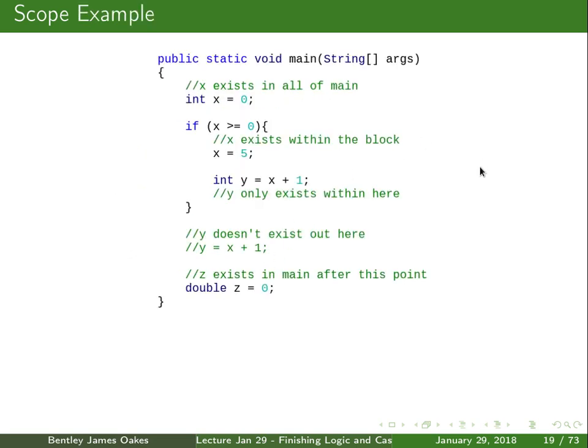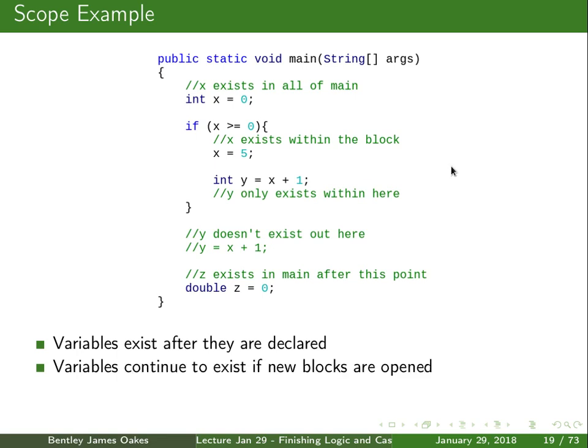So let's talk about scope a little bit more. I said that variables exist after they're declared, and variables continue to exist if new blocks are opened. So what does that mean? Here I have int x is equal to 0. I'm declaring and initializing it. Here I have an if block. If x is greater than or equal to 0, x will continue to exist within that if block.